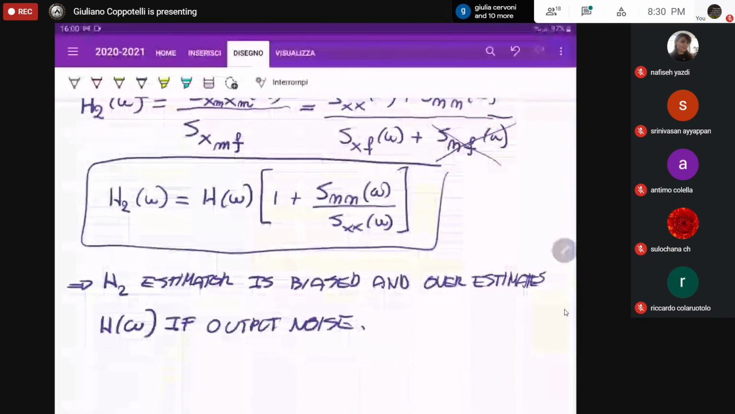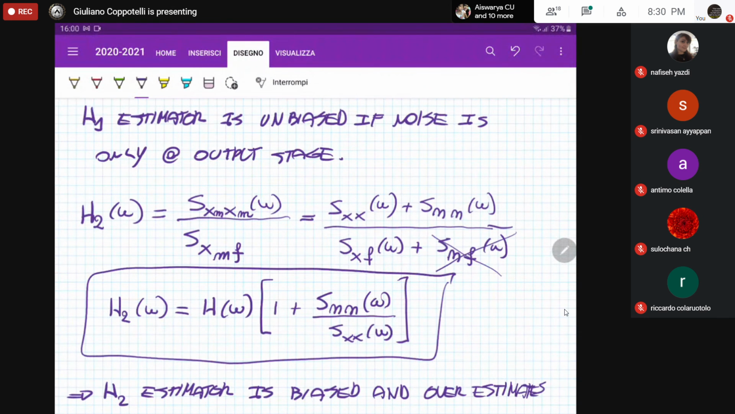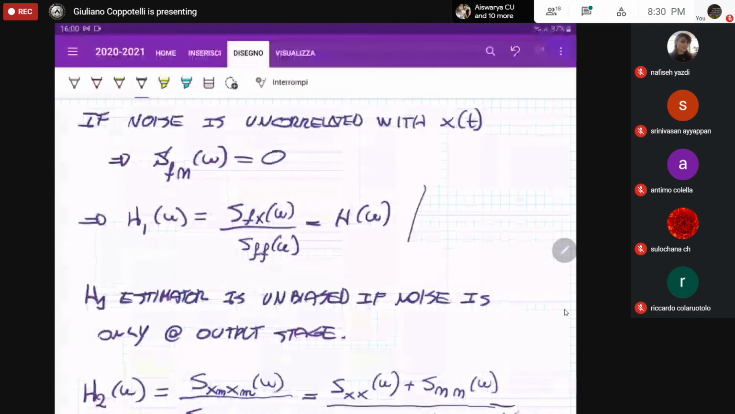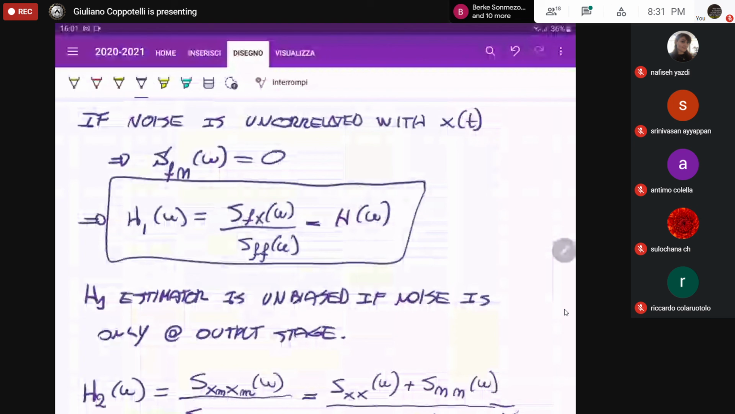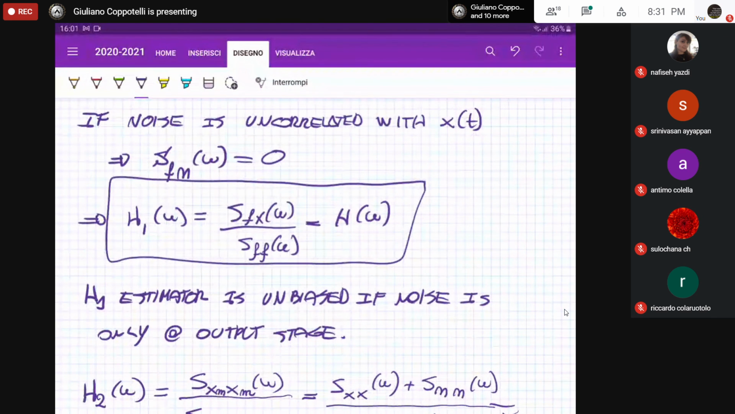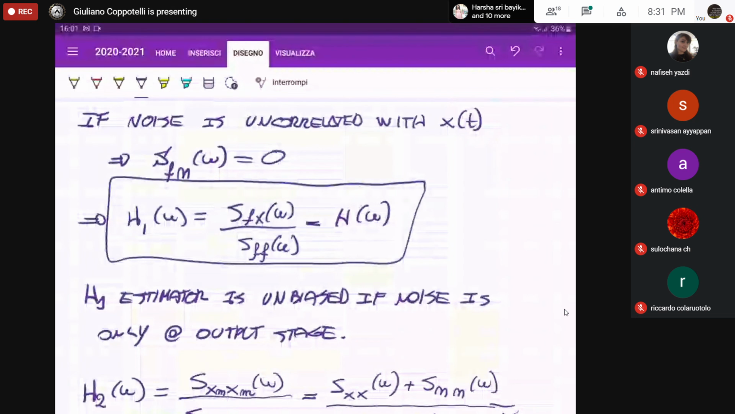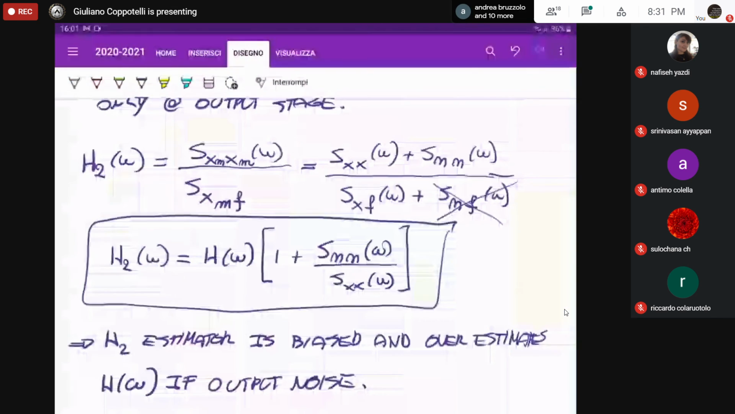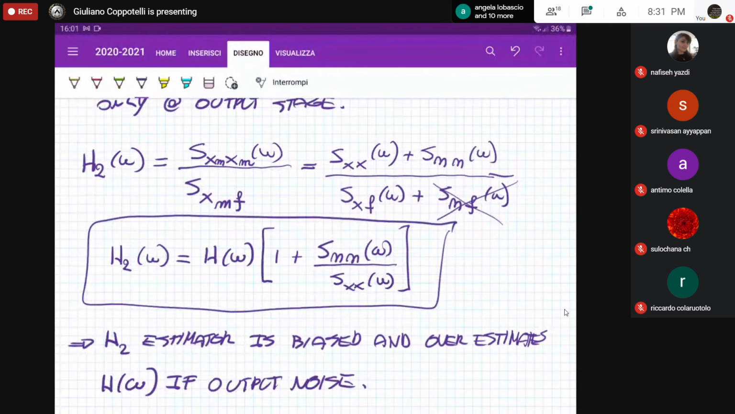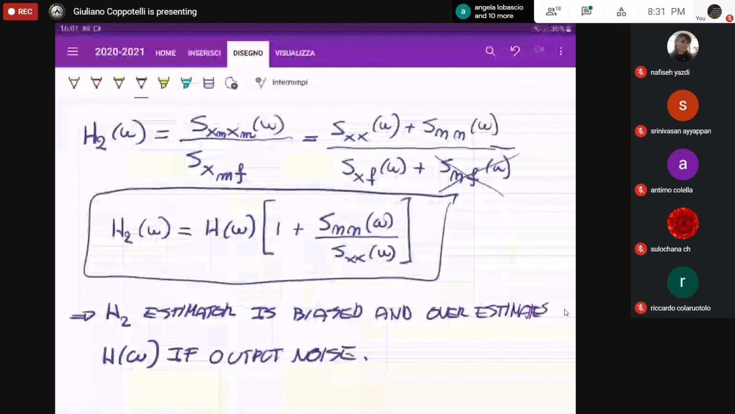So please compare, before leaving these two effects of noise, H2 and H1. We have the same noise, that is, the noise is affecting the output stage, but if you use the H1 estimator and the H2 estimator, the result is not the same. So noise is making the difference. The noise is not affecting the H1 estimator, whereas it's biasing, and specifically it overestimates the FRF when using the H2 estimator. Okay, time is over.